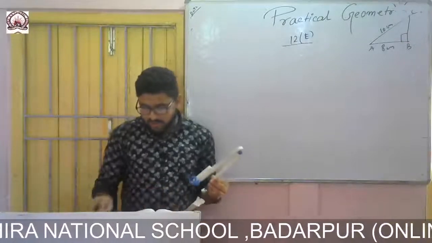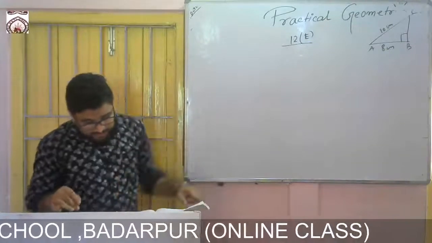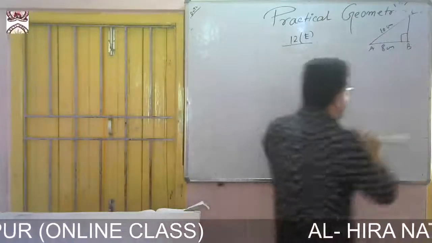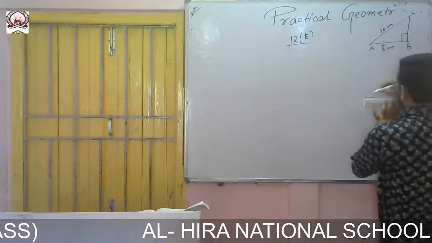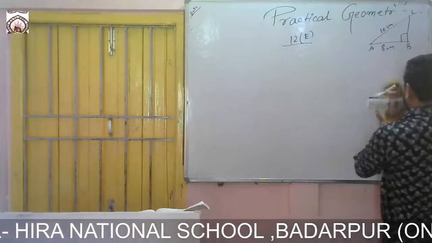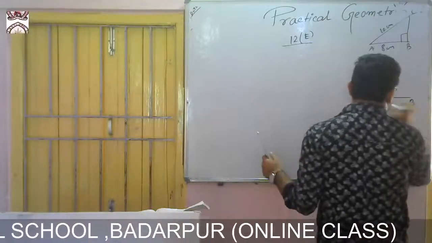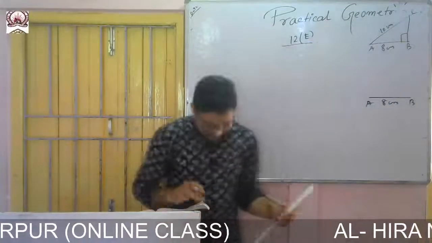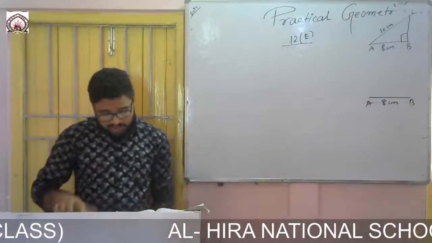So let us start. First draw triangle ABC. Take AB equals 8 centimeter. I have drawn AB equals 8 centimeter. Now at B I need to draw a right angle.